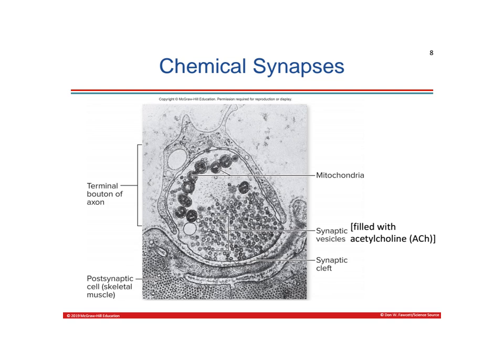This is an electron micrograph of an actual chemical synapse. You can see in the presynaptic cell there are a number of organelles such as mitochondria. Here's the terminal bouton of an axon, or axon terminal. And you can see all these small circles. These are synaptic vesicles. They're spherical bits of membrane, and within each of these vesicles are thousands of molecules of neurotransmitter. In this case, they're filled with acetylcholine, or ACh.